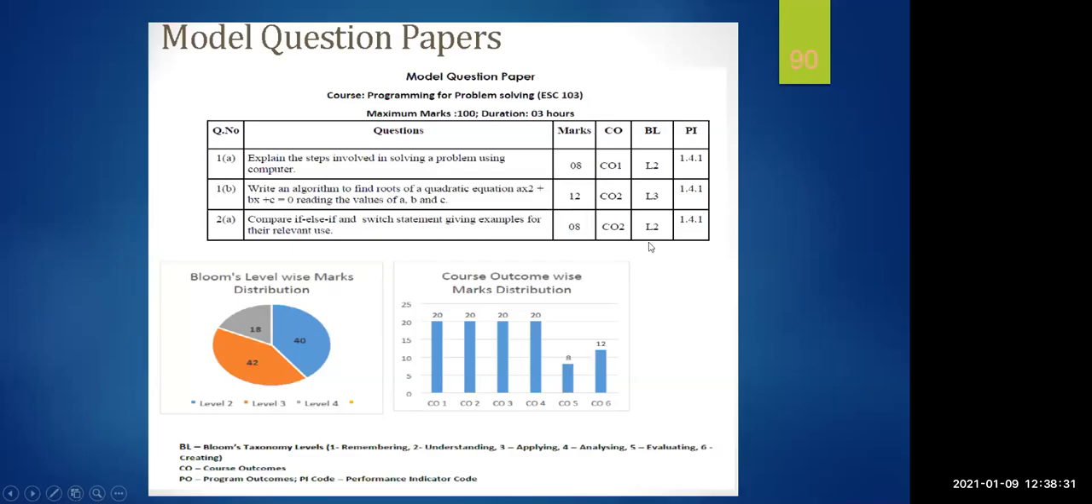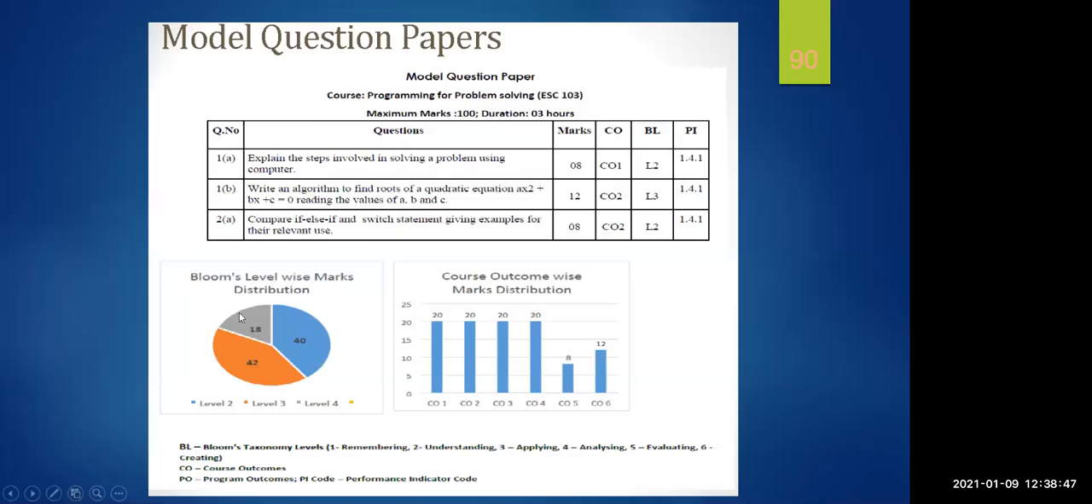And what I have given is nothing but Bloom's level, how your paper is set. This question paper is set based on Bloom's level. CO level and PO level is again a separate topic, actually, right? So we don't have time now. So anyway, I prepared it. Let us see now, right?